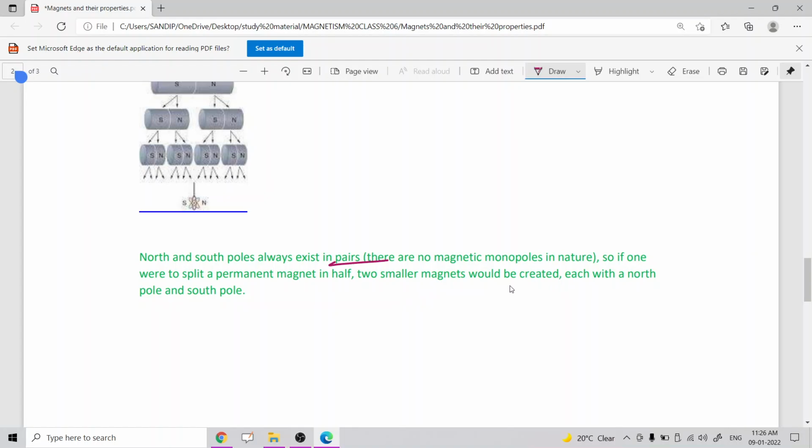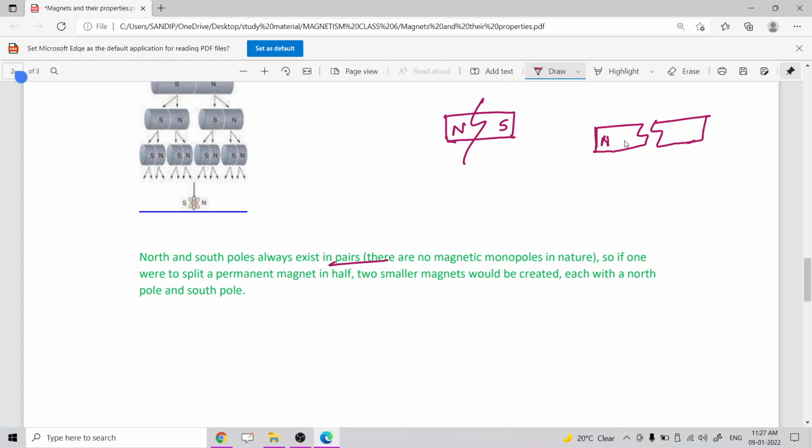So if you take one permanent magnet, and it has two poles, north and south pole, then you just break it, and you get two parts. One is like this and another one is like this. So two similar magnets are already created. If you split a permanent magnet in half, then you get two smaller magnets, and each magnet has both poles, north and south.